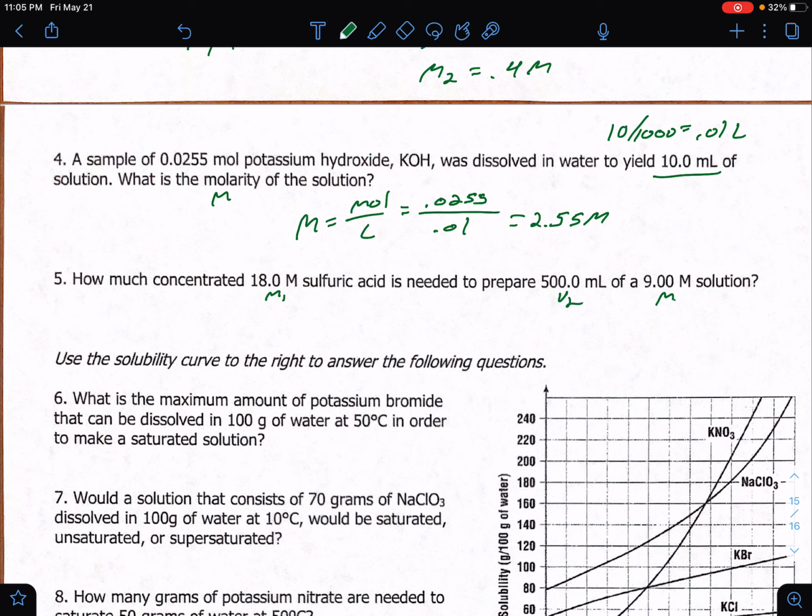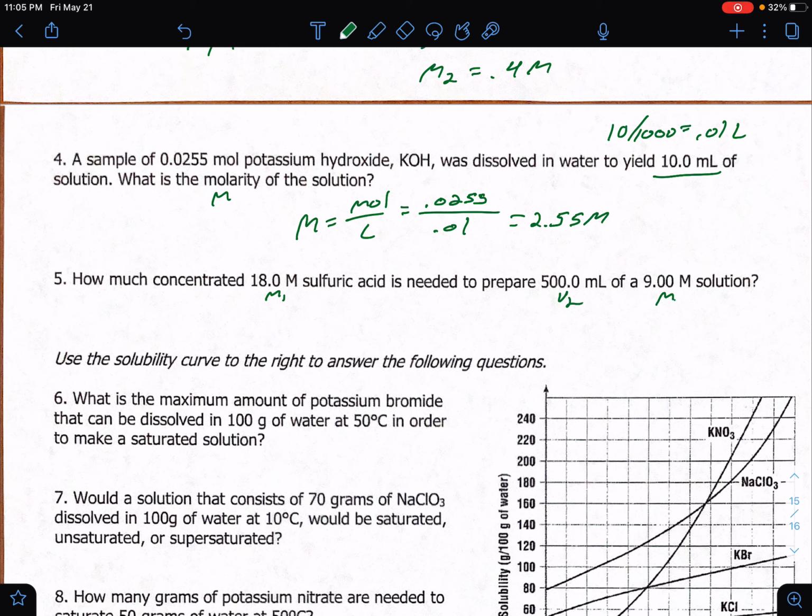Okay, so now we're talking about the solubility curve. So this is what I'm talking about when it's on the line, above the line, or under the line. So what is the maximum amount of potassium bromide that can be dissolved in 100 grams of water at 50 degrees Celsius in order to make a saturated solution? So saturated means on the line. Okay, and this whole chart is 100 grams of water. So at 50 degrees Celsius, I'm going to find my 50 on the bottom, and I'm going to go up until I reach potassium bromide, which is KBr, which is right here. So if you look over to the left, that means I can dissolve 80 grams and be saturated.